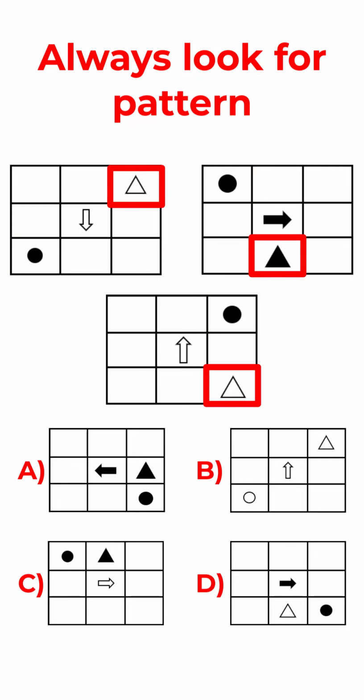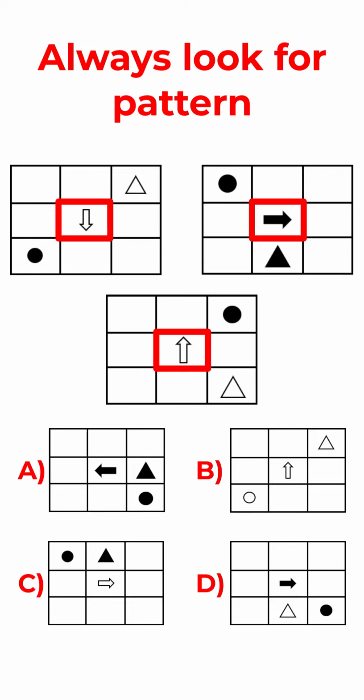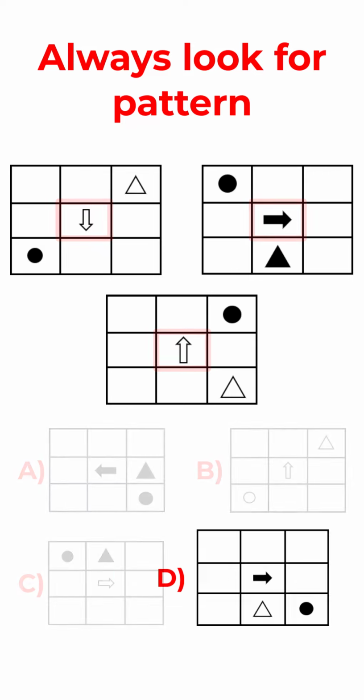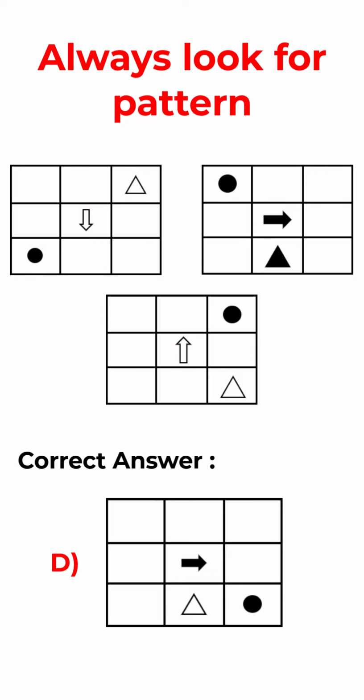The triangle changes places in the matrix, but changes from filled with black color to non-filled with a black border. The arrow rotates counterclockwise, changes places in the matrix, but changes from filled with black color to non-filled with a black border. So the correct choice here is choice D. Hopefully you've nailed this question and now know how to answer similar problems on the test.